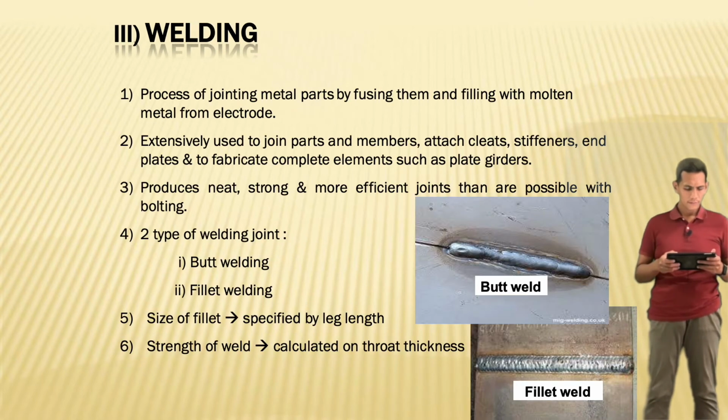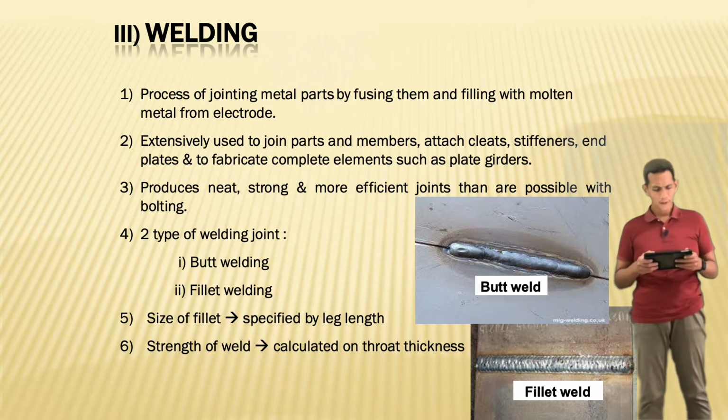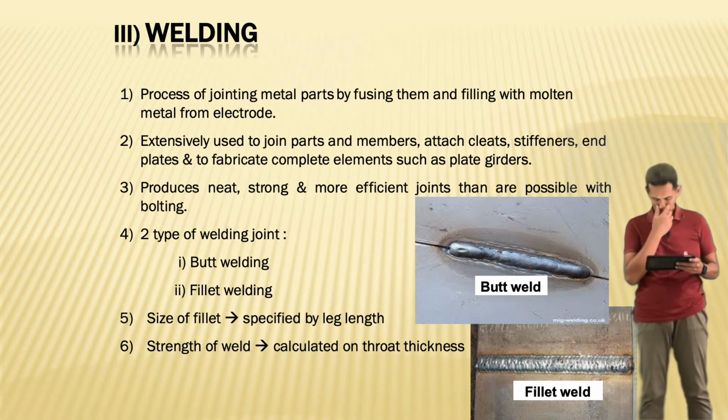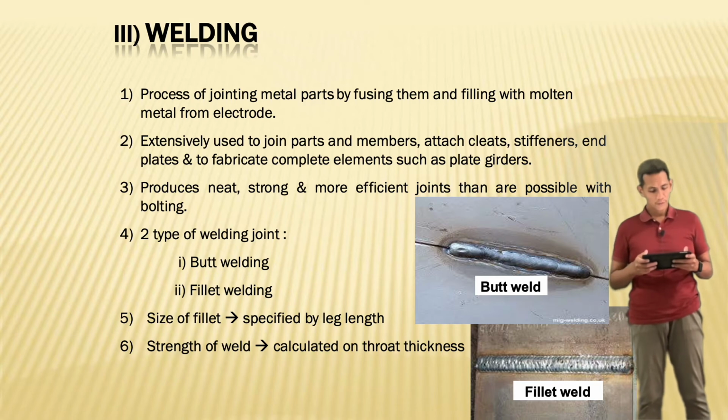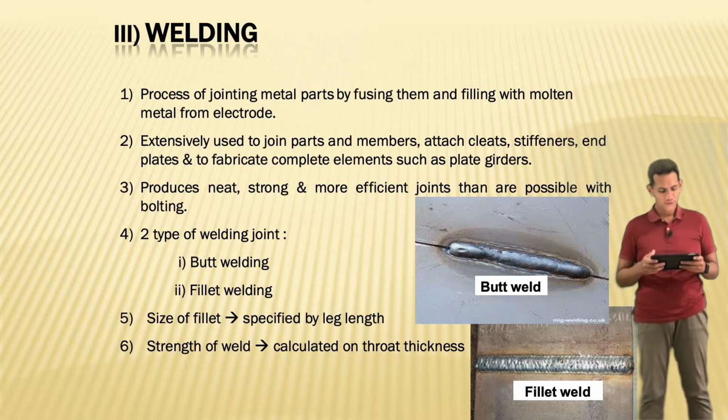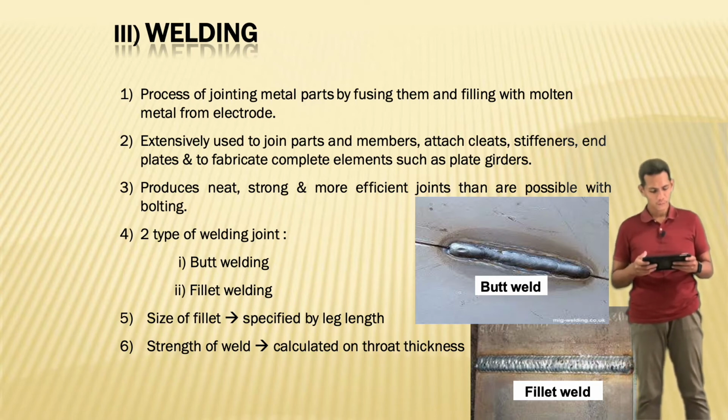Welding. It is the process of joining metal parts by fusing them and filling with molten metal from electrodes. It is extensively used to join parts and members, attach cleats, stiffeners and plates, and to fabricate complete elements such as plate girders. It produces neat, strong and more efficient joints than are possible with bolting.